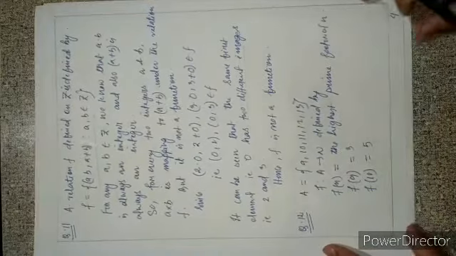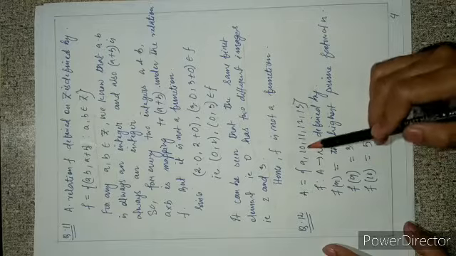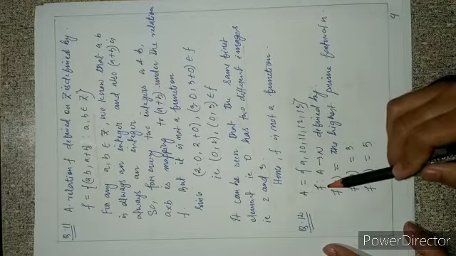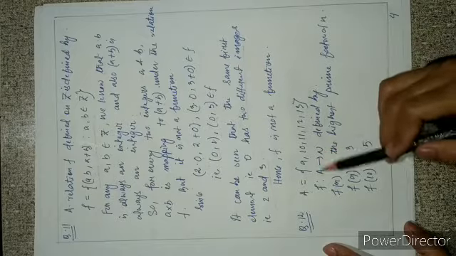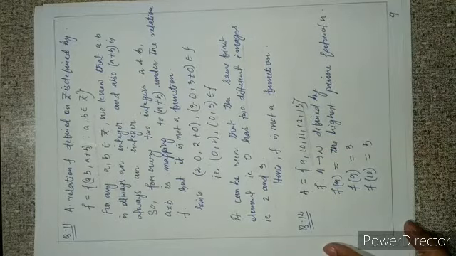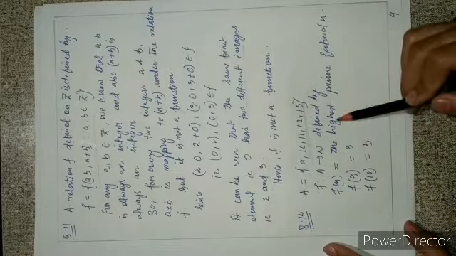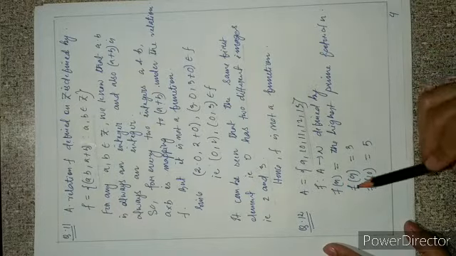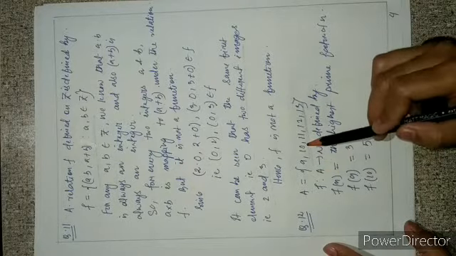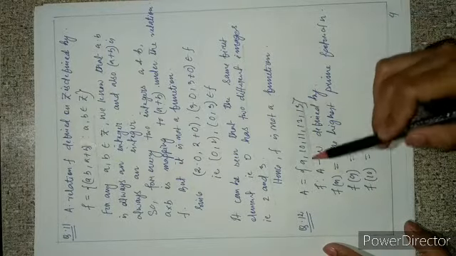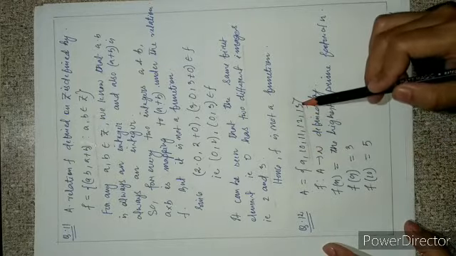Here set A has 5 elements: 9, 10, 11, 12 and 13, and f is a function defined from A to N by f(n) is equal to the highest prime factor of n. First find f of 9. We have to find the image of the elements of A, the domain: 9, 10, 11, 12 and 13.